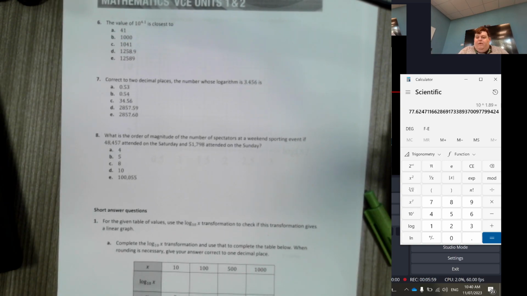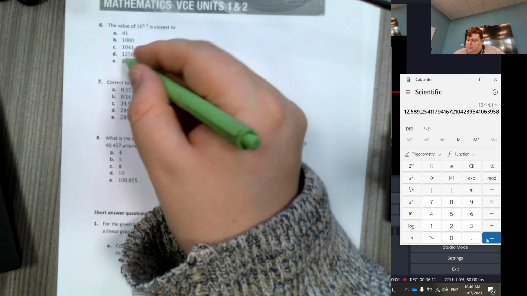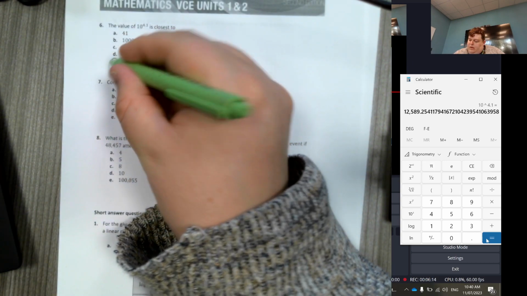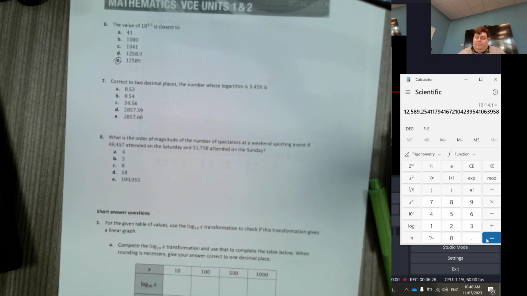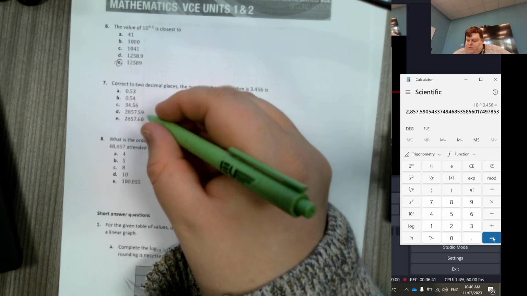The value of 10 to the power of 4.1. 10 to the power of 4.1 is 12,589. 12,589, that's this one here. Alright. Correct to two decimal places, the number whose logarithm is 3.456. It'd be one of these ones at the bottom. 2,857.57.59, so it's that one.